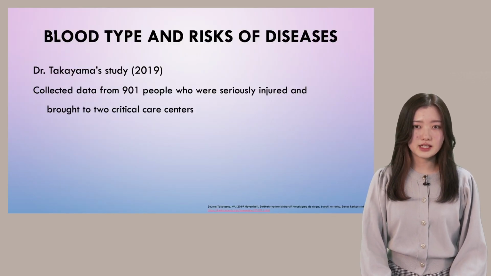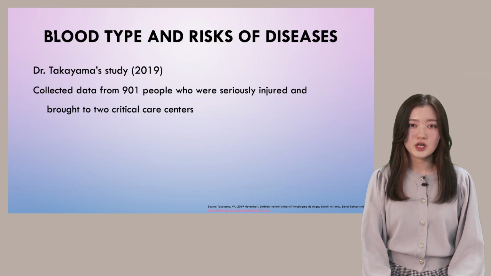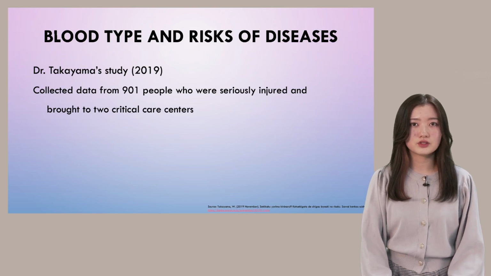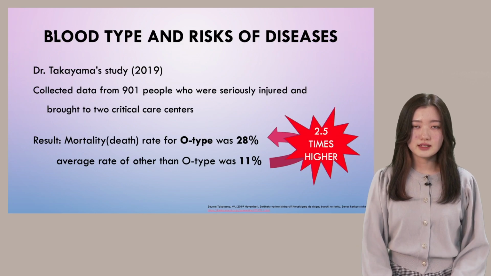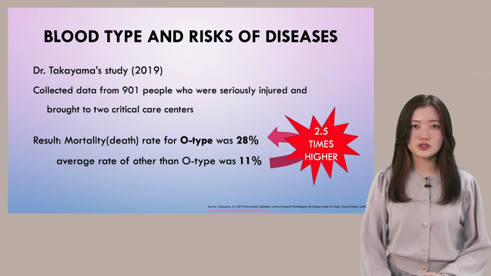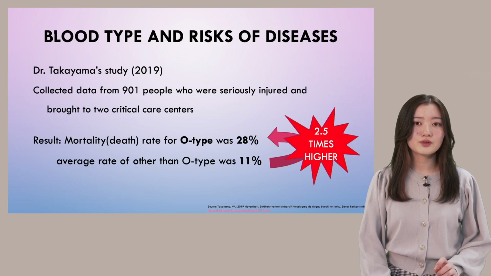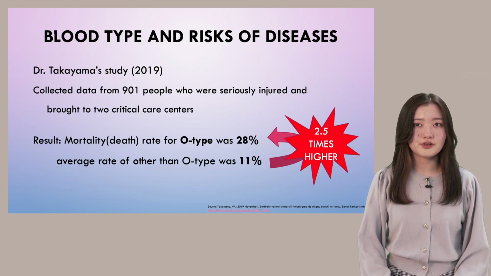According to Dr. Takayama's study, he collected data from 901 people who were seriously injured and brought to 2 critical care centers. As a result, the mortality rate for O-type was 28% and the average for non-O-type blood was 11%. There was a difference of about 2.5 times.